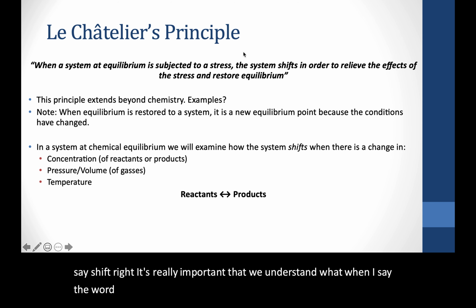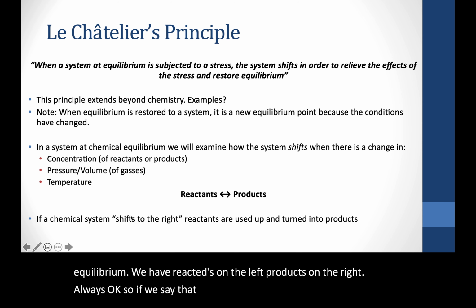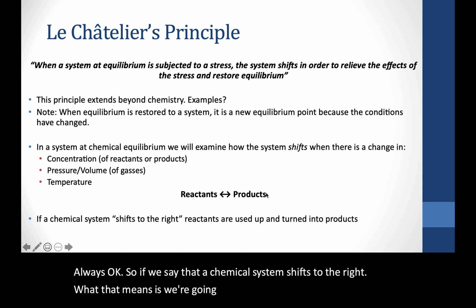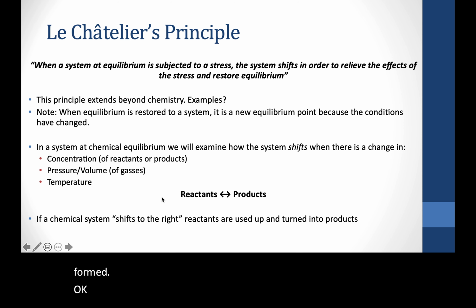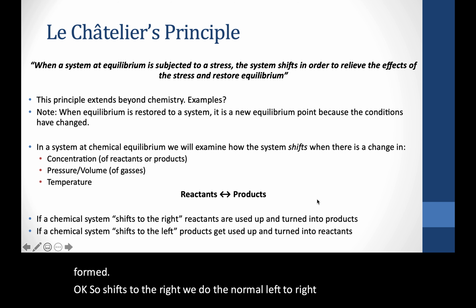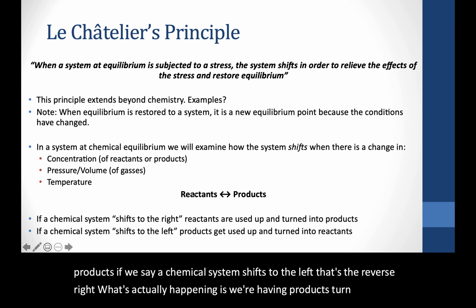So remember, in dynamic equilibrium, we have reactants on the left, products on the right, always. So if we say that a chemical system shifts to the right, what that means is we're going in this direction, from left to right, and that means reactants are being used up and the products are being formed. So shifts to the right, we do the normal left to right, reactants to products. If we say a chemical system shifts to the left, that's the reverse. What's actually happening is we're having products turn back into reactants at a higher rate.